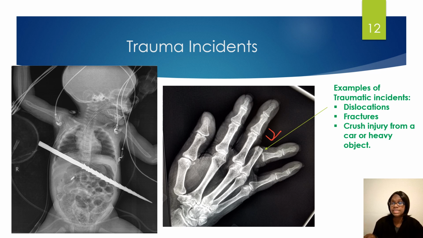And then other examples of like what could be a traumatic incident for a child or a pediatric patient. You have dislocations, you have fractures, crush injury from a car or a heavy object. So these are just different examples of what trauma incident can happen for pediatric patients.